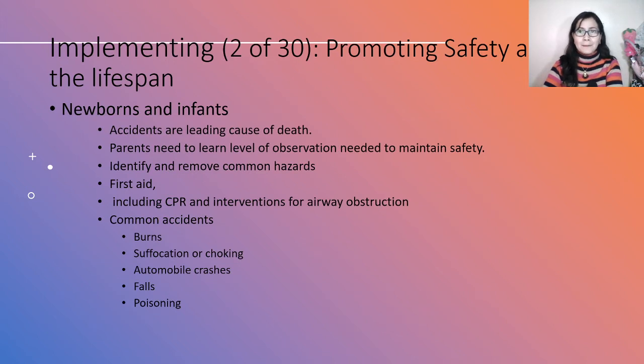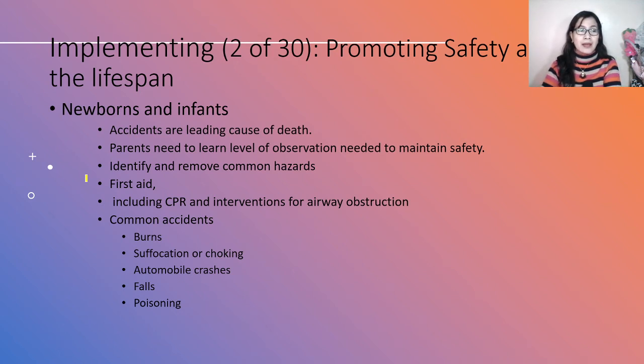For example, for age-focused groups, take note of the newborn and infants. Accidents are the leading cause of death. Parents must be taught the level of observation needed to maintain safety. They should not be complacent when leaving their children, and they should be familiar with identifying and being able to remove common hazards. Of course, they must know first aid.